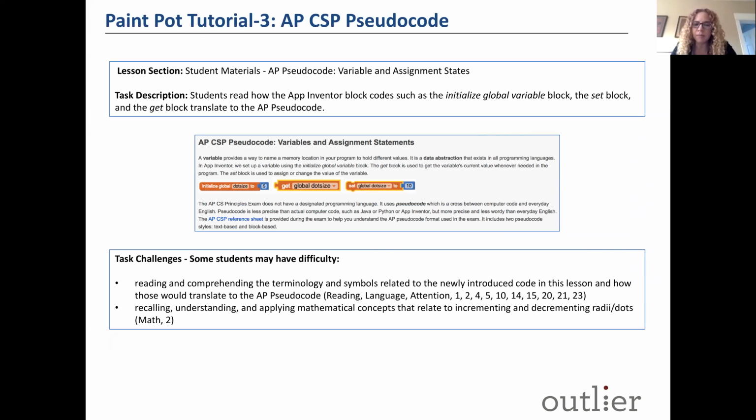So reading and comprehending the terminology, and then really being able to pick up how these two translate to the pseudocode. And again, this idea of the math components, like we were talking about, dot sizes that adjust based on the radii. That might also be a challenge. And if there's a day or a couple of days between the two lessons, for someone who has significant math challenges, you might find that you're basically repeating the same things you did a couple days ago or just the day before, but you want to solidify that.